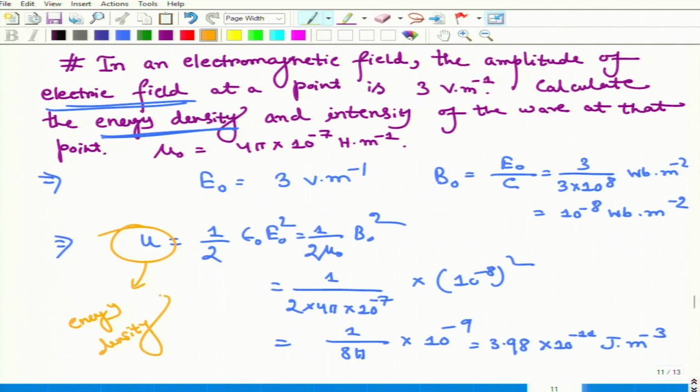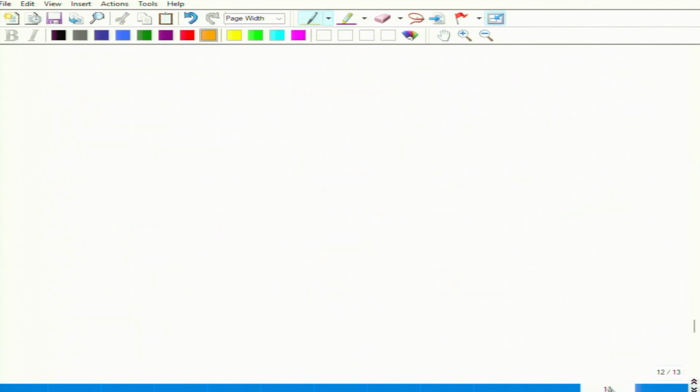Now we have to evaluate the intensity. So intensity is UC. What was the U? U is 3.98 into 10 to the power minus 11, and C is 3 into 10 to the power 8. What will be the unit? Weber meter square. So if we multiplied it, then it will be 9, 12, around 12.